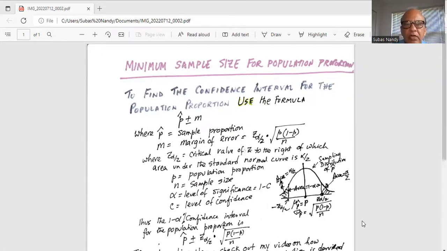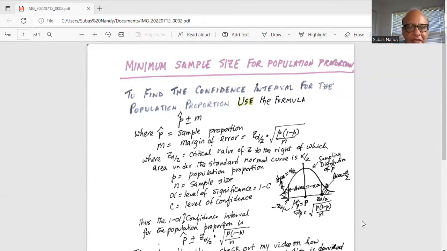Now, you wonder what is M? M is the margin of error, which is given by Z alpha by 2 times square root of P times 1 minus P divided by N, all inside the square root. So what is Z alpha by 2? It is called the critical value of Z, to the right of which area under the standard normal curve in the right tail is alpha by 2.